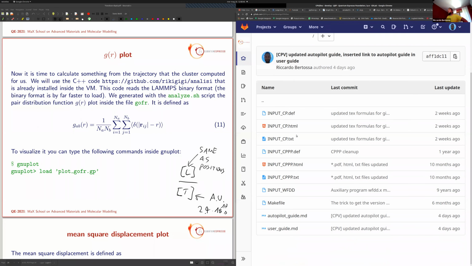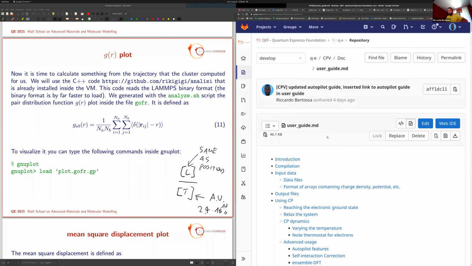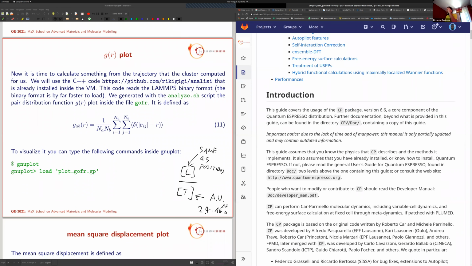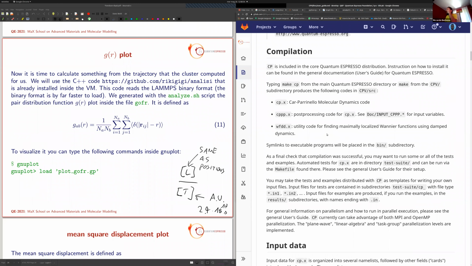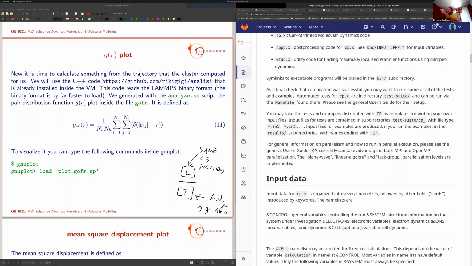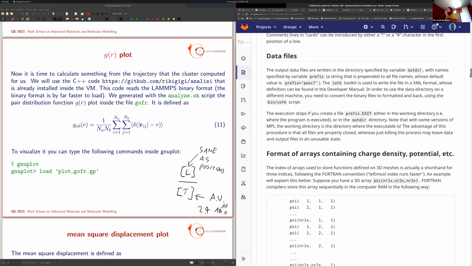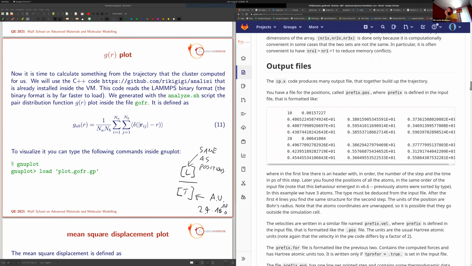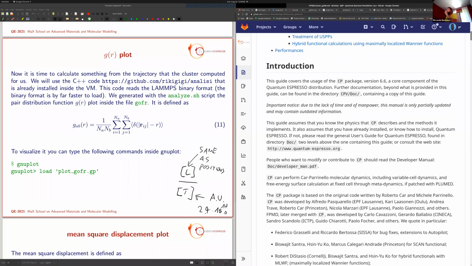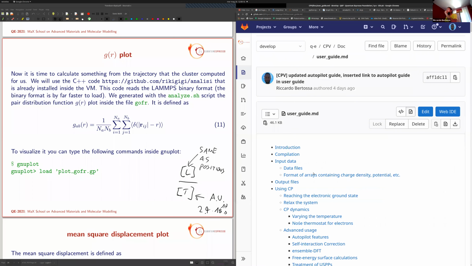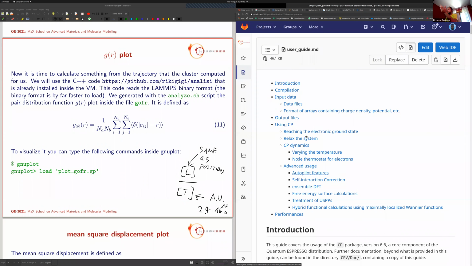for the Car-Parrinello method, and there is a user guide that is in the process of a lot of updates, where you can find some hints, some very useful information to use this code. There is a lot of stuff inside this file that I didn't say anything about. There is also the documentation for the autopilot module that is very useful when you want to do some experiments.